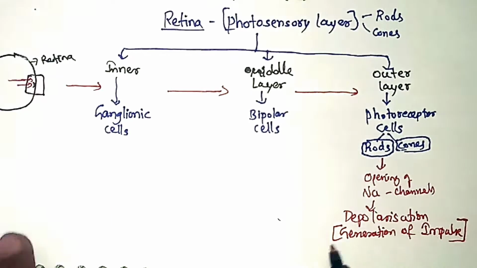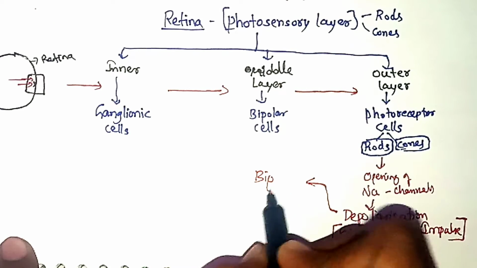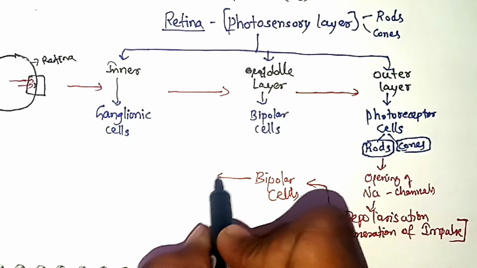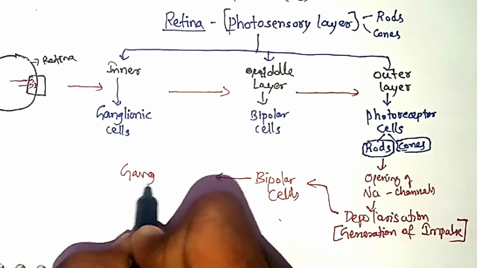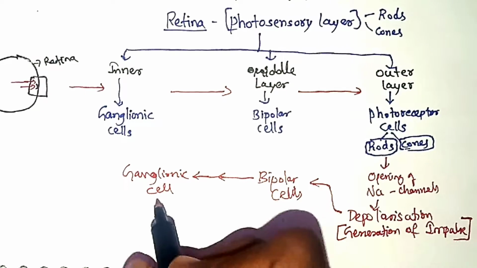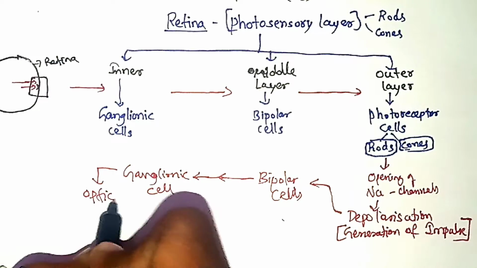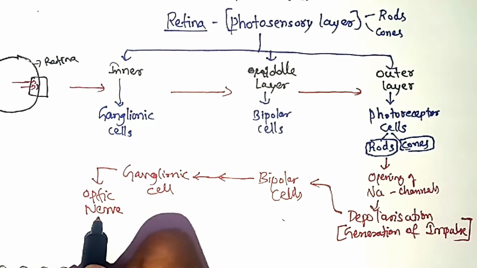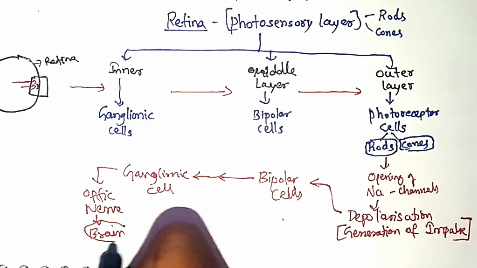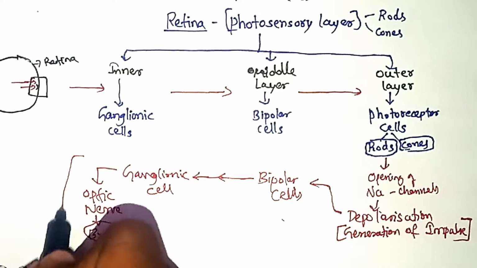So now what happens is, these signals come to the bipolar cells, and then travel to the ganglionic cells. Then after it will go to the optic nerve, and then to our brain, that is the occipital lobes. So this is the path of impulse.